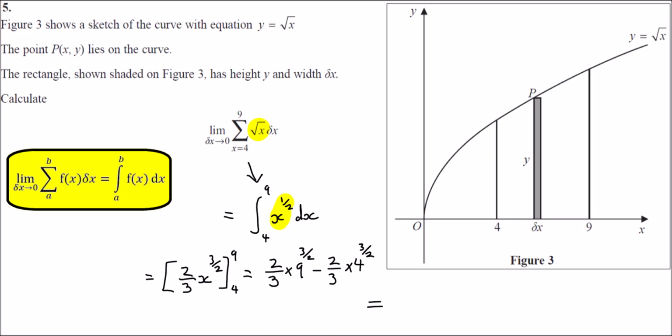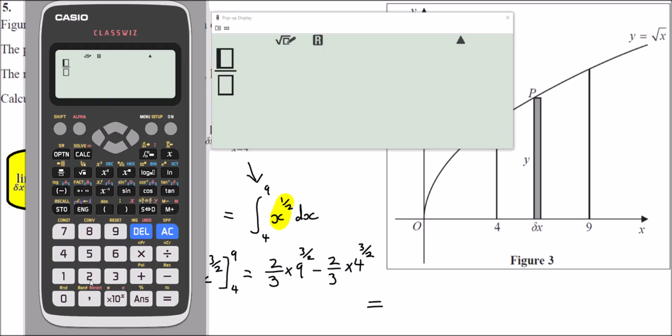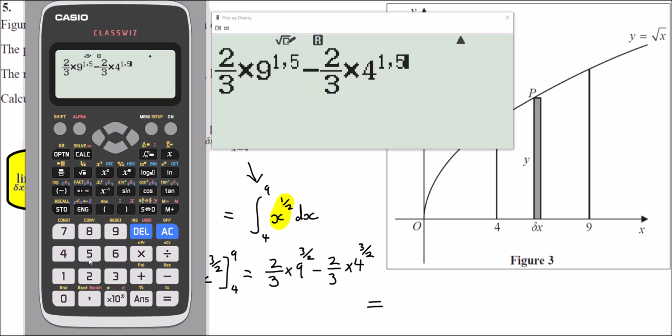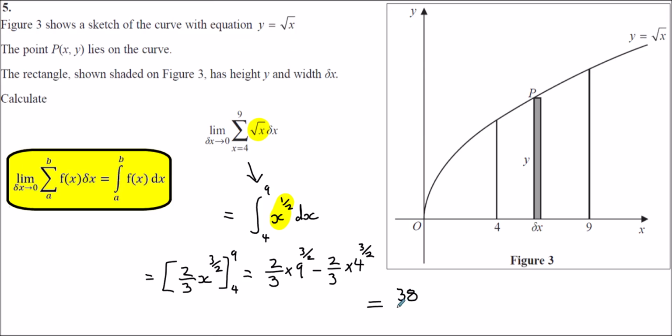So we can do this on the calculator, why not? The first one, 2/3 multiplied by 9 to the power 3 over 2, I'm just going to put it as 1.5, it's the same thing, minus 2/3 multiplied by 4 to the power 3 over 2, which is the same as 1.5. We're going to get 38 over 3 as an exact fraction. So keep it in exact form because that tends to be the best way. So question 5 is the same as the integral of square root of x from 4 to 9, which gives 38 over 3. And that's question 5 complete.